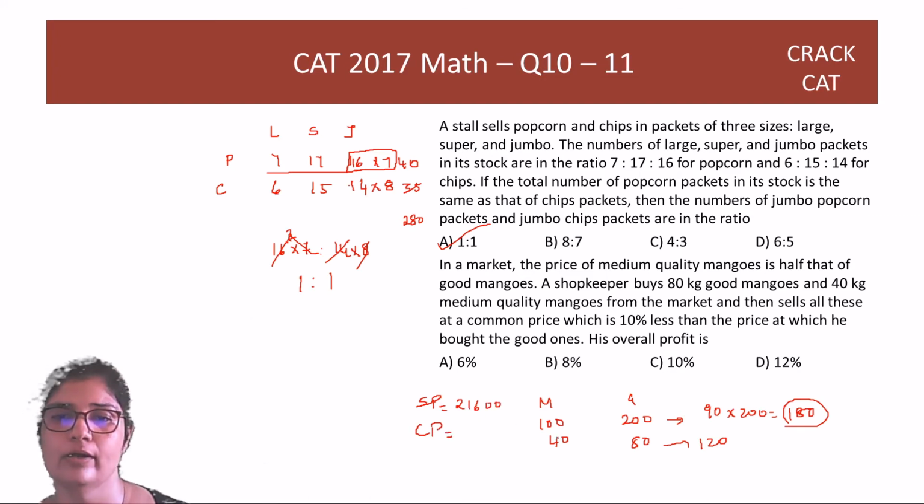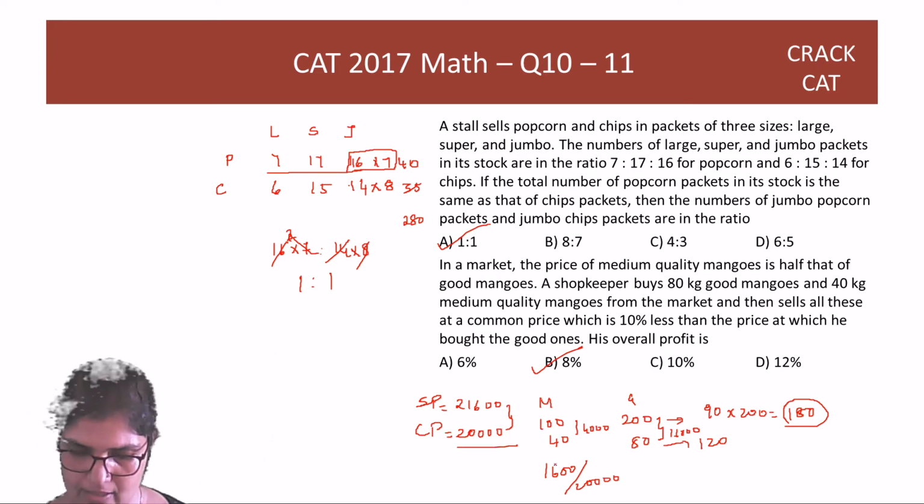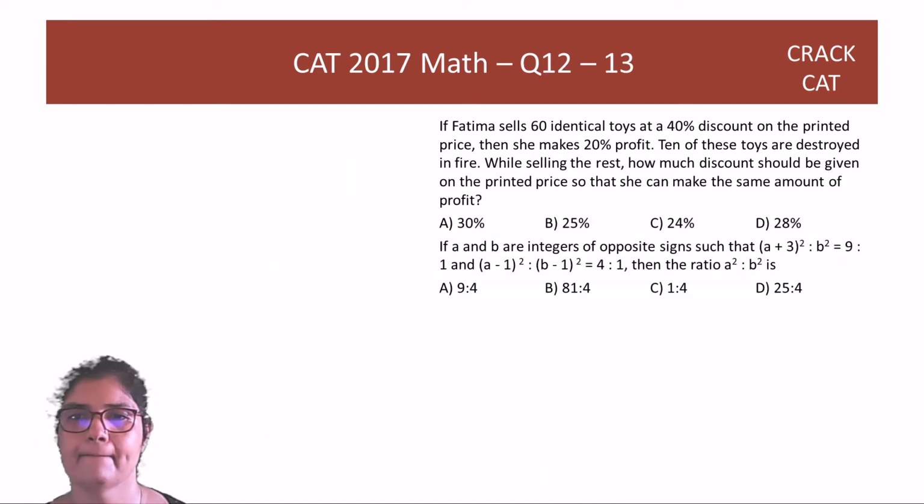What was the cost price? Cost price, you bought 40 kilos at 100, so that is 4,000, right? This is 4,000, and here it is 16,000. So total cost price is 20,000. So you are going to make a profit of 1,600 on 20,000, which is 8%. 1,600, right, divided by 20,000 is 8%, right? Okay, 12 and 13.